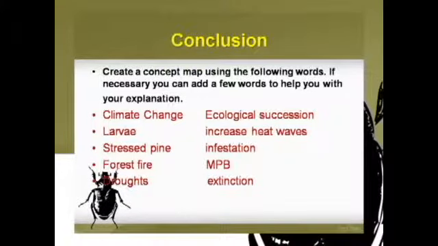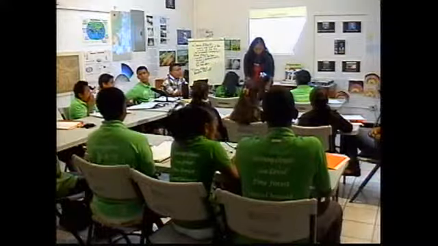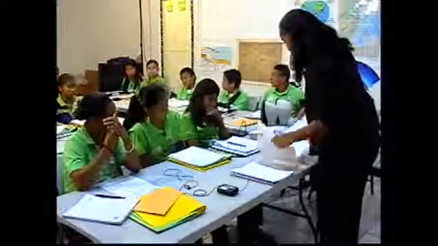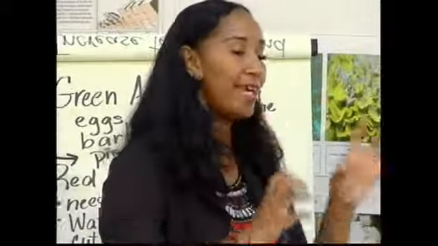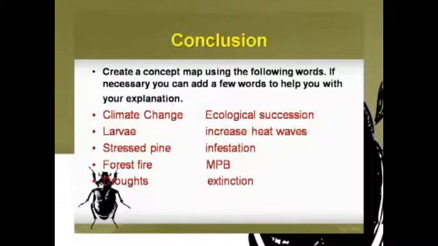Now, our final activity will be, we had mentioned a lot of key terms today, such as climate change, the MPB, larvae, infestation, extinction, forest fire, droughts, ecological succession. I'm going to give you a piece of paper. Write on the back of this one for me. Kindly pass it along. I want you to use those words that are listed there and try and create a display. How will those words connect to each other? Try and create a web.